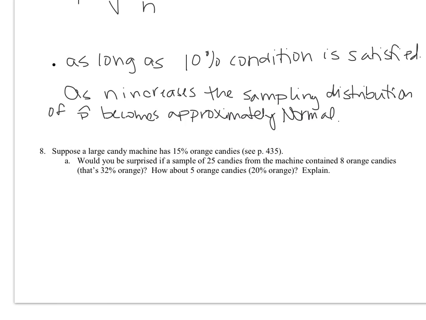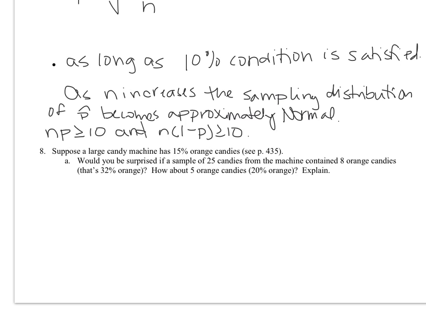So we have to check these normal conditions. N times P has to be greater than or equal to 10, and N times 1 minus P has to be greater than or equal to 10. So again, we want to check for these conditions, making sure that the 10% rule is satisfied, and we also need to make sure that it's normal. If it's not given that it's normal, then we have to check to see if it's normal using this N times P and N times 1 minus P.